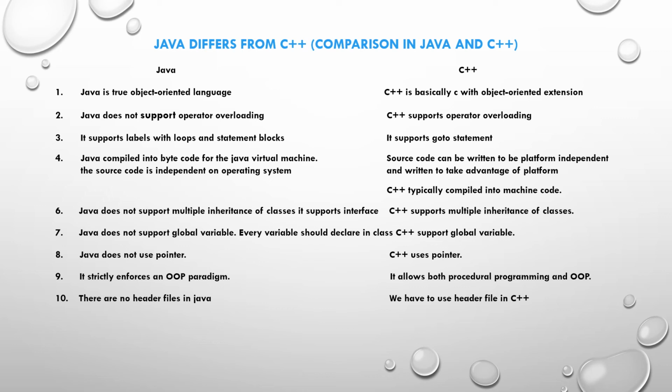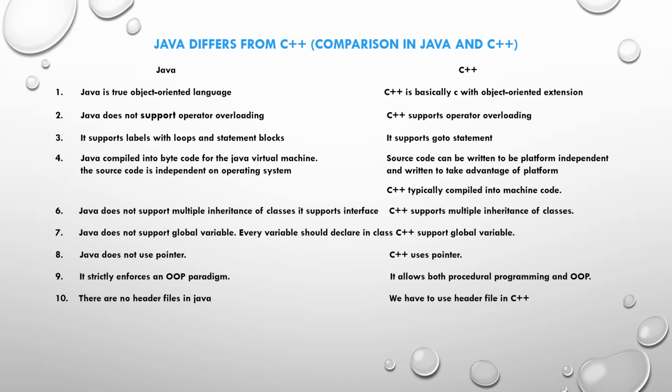First point is that Java is a truly object-oriented programming language. C++ is basically C with object-oriented programming. So Java is truly object-oriented programming. It has basic concepts like object, class, encapsulation, abstraction, inheritance, polymorphism, etc. C++ is basically C programming with some object-oriented concepts, so it is called a partially object-oriented language.